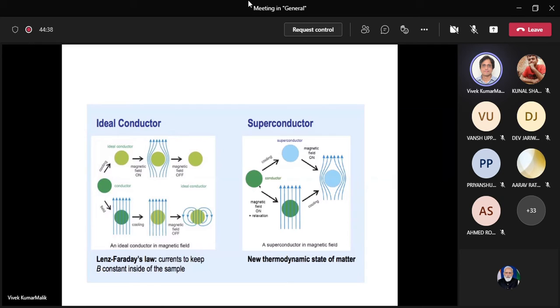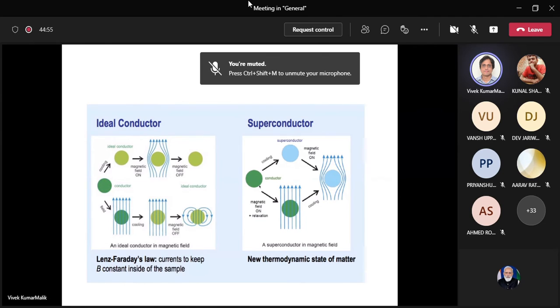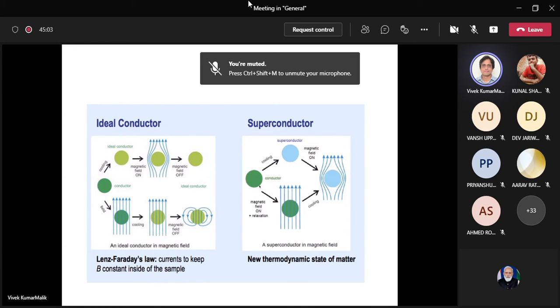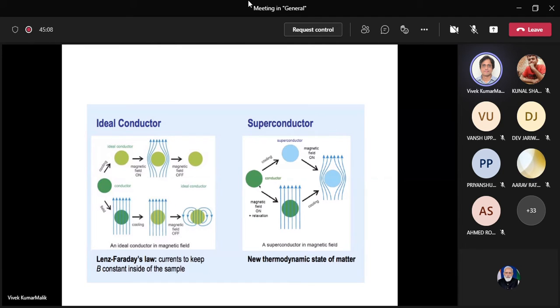Even if you do not change the external magnetic field, as soon as you go into the superconducting state, currents are generated in such a way that the magnetic field inside the superconductor is zero. So that's what we call a new thermodynamic state of matter, and that's why we say it's not a normal state as such.